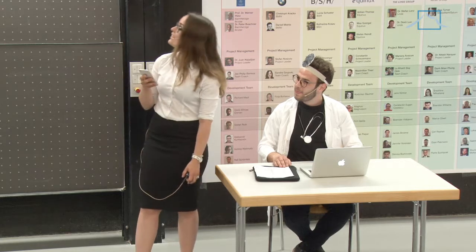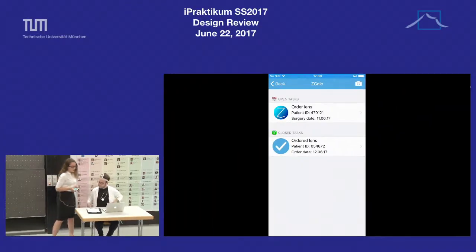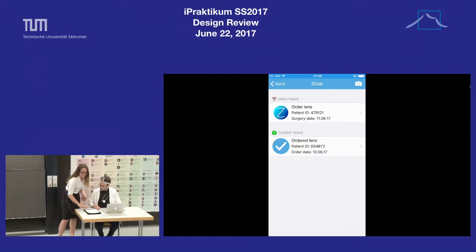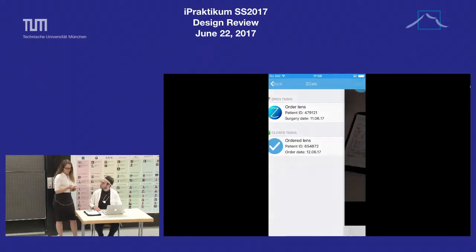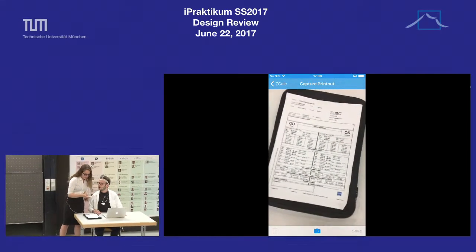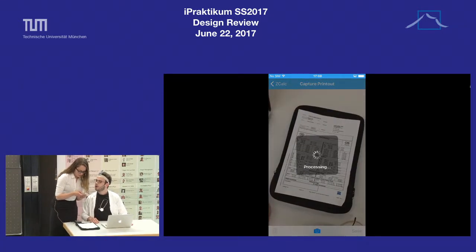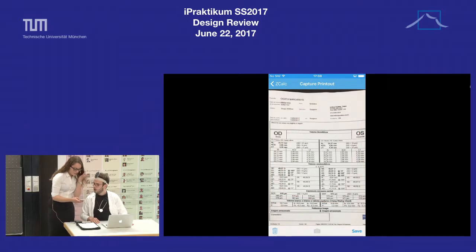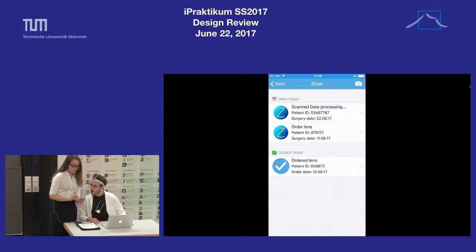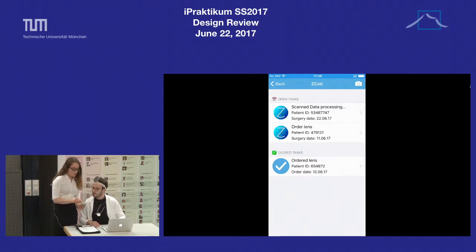So, okay. Now here we have our app, and here we have our printout. And what we just do is take a picture of the printout, so maybe like this. And you see it automatically recognizes where in the picture the printout is. So we just click on save, and here we can see our just taken scanned data is now processing.